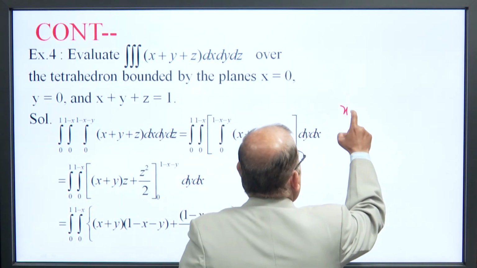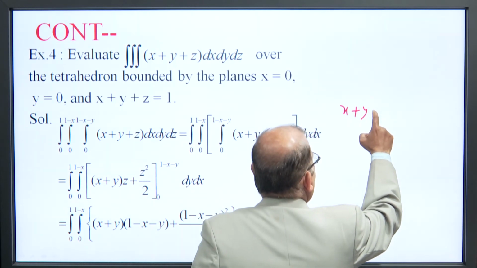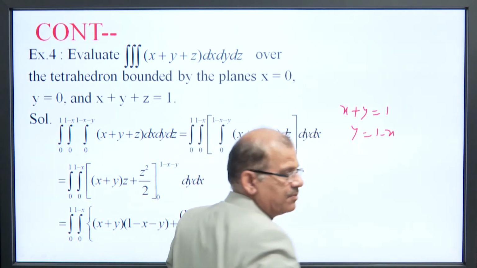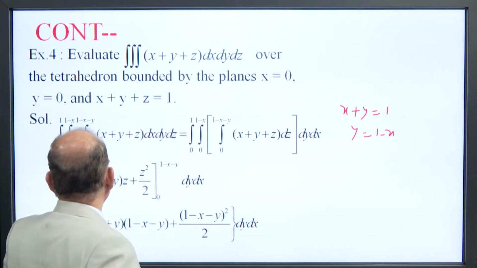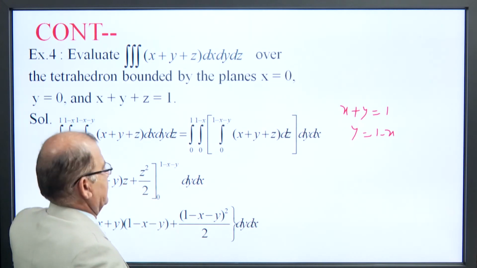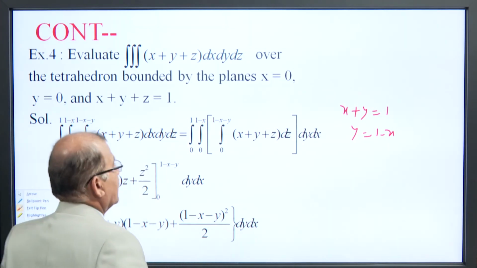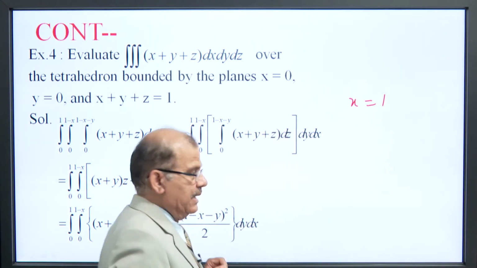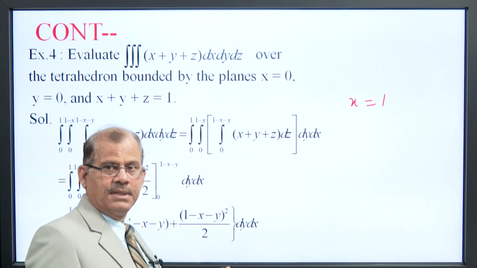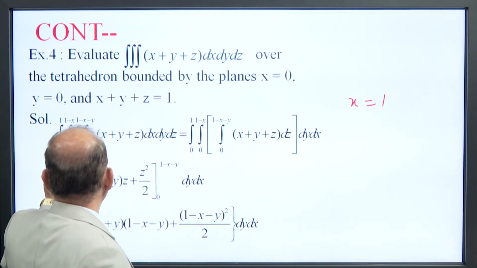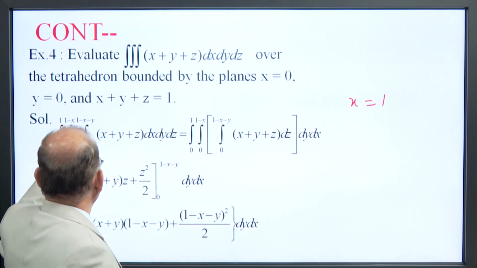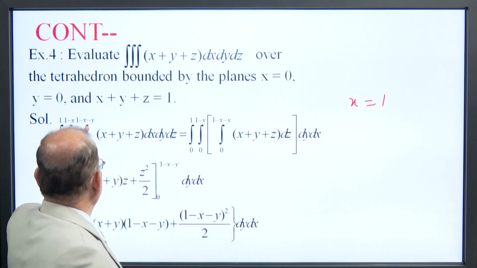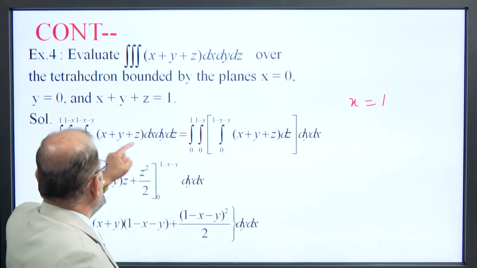For finding the upper limit of y, we remove z because we have already obtained the limit of z. Find the value of y: it is 1 minus x. It is the upper limit of y. Again we remove y, and we get x is equal to 1, which is the limit of x. First we find the limits with the given surfaces. Upper limit of x is 1, upper limit of y is 1 minus x, upper limit of z is 1 minus x minus y. Since z is contained in two variables, we integrate with respect to z first.